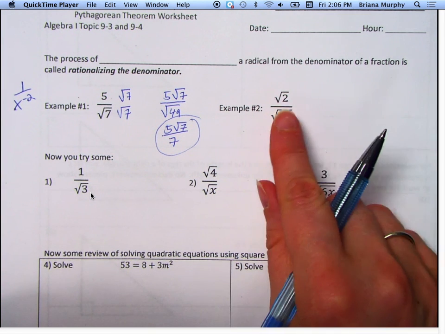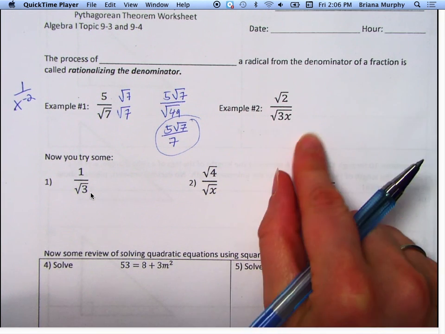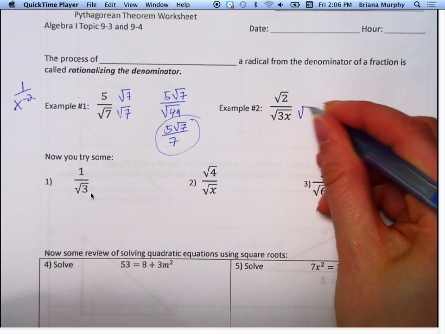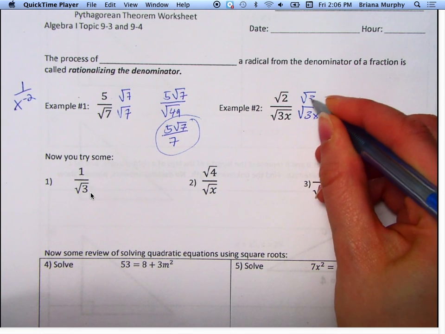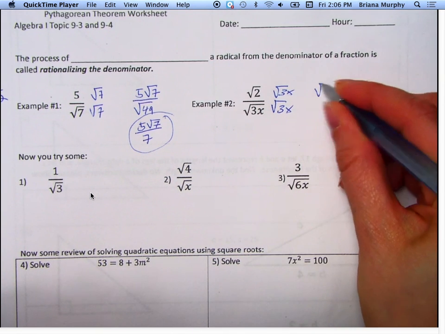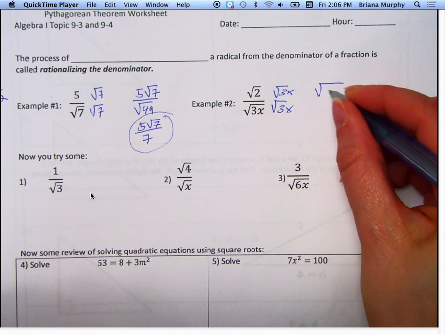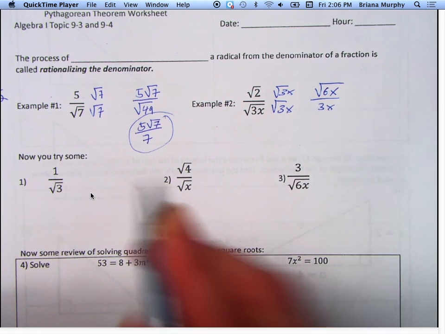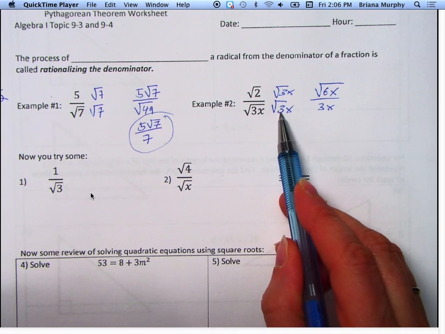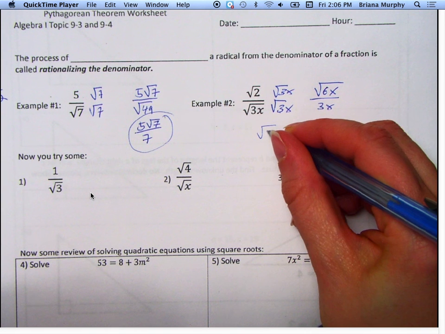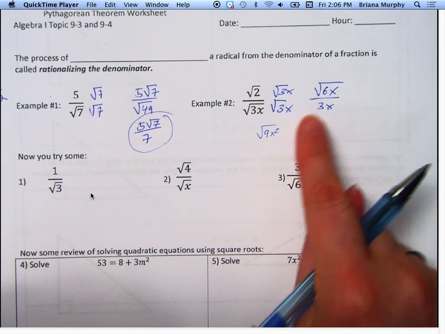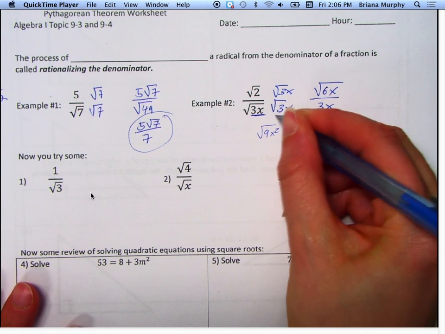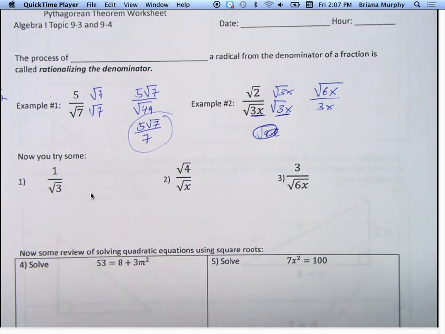So let's look at example 2. Do you see I have the square root of 3x on the bottom? So I'm going to multiply the bottom and the top by the square root of 3x. And I'm going to get the square root of, what's 2 times 3? 6x. And on the bottom I'm going to get just 3x, right? We can skip that step, because 3 times 3 is 9, x times x is x squared, and 9x squared square rooted is just 3x. So that's what I'm trying to get you guys. When we multiply this by itself, it's just what's inside the square root, so we just write it without the square root.